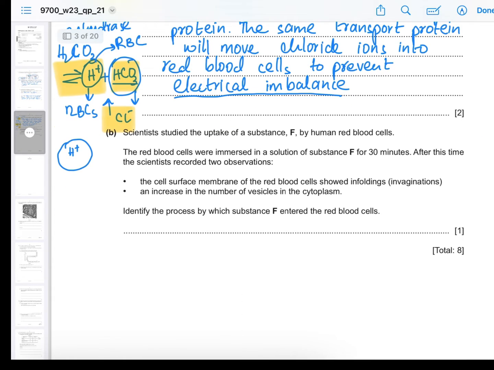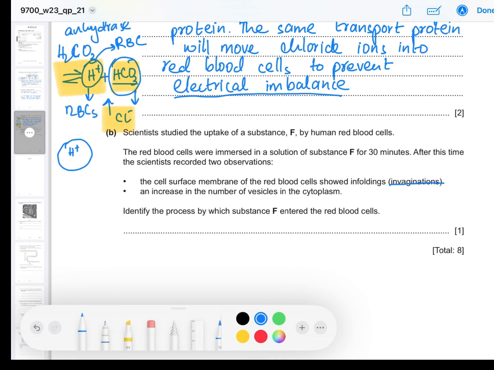B. Scientists studied the uptake of a substance F by human red blood cells. The red blood cells were immersed in a solution of substance F for 30 minutes. After this time, the scientists recorded two observations. The cell surface membrane of red blood cells showed enfoldings, also known as invaginations, and they also showed an increase in the number of vesicles in the cytoplasm.